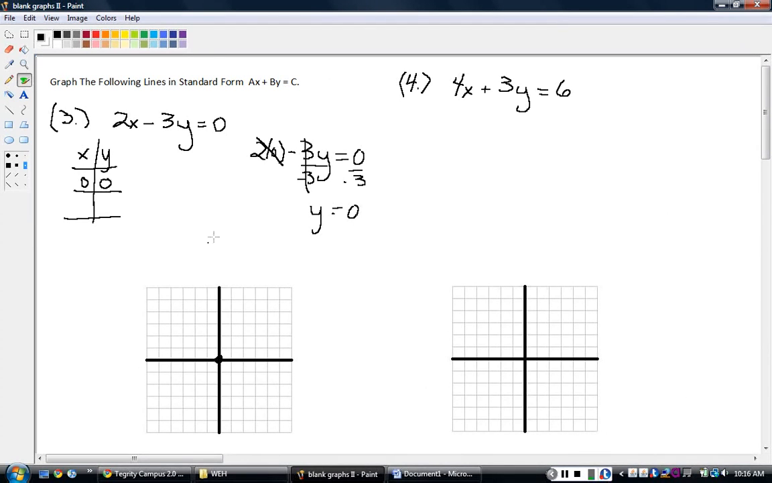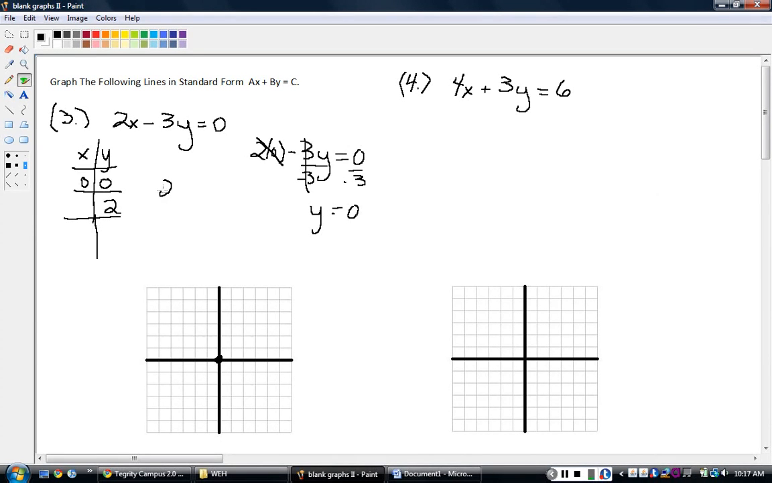Okay, so I need another point. So I got to pick something else. So let's say I pick, I don't know, just 2 for y. Why did I pick 2? Well, I just picked it. There's a whole bunch of points on this line, right? So you can pick anything you want. 1, 5, 7, or you can pick values for x. 8, 2, 4, okay? I just chose 2 for y.